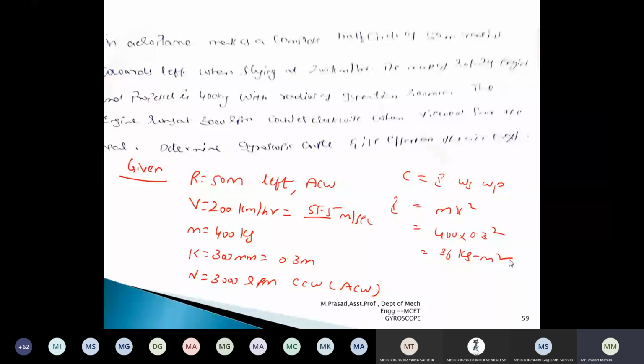Now try to solve for omega s. Try to find the angular velocity of the spin. That is 2 pi n by 60. That is 2 pi into speed of the engine, 3000 rpm, by 60. Give me the answer. 2 pi into 3000 by 60 is 314.15 radians per second.